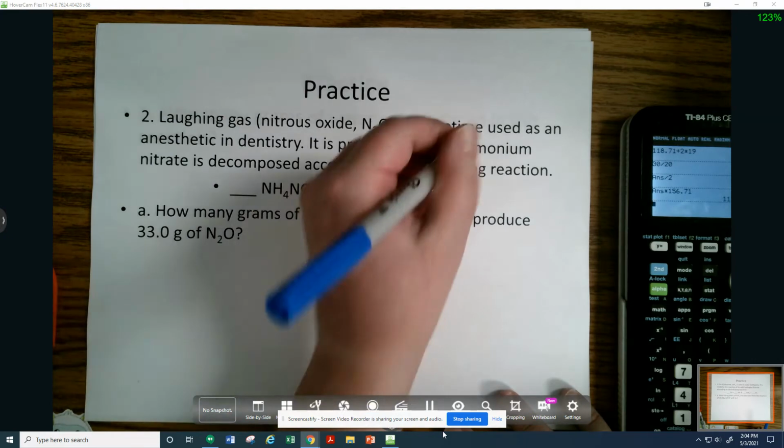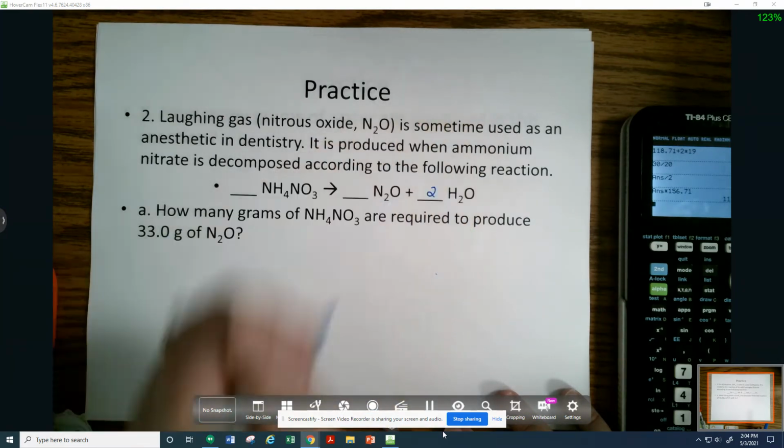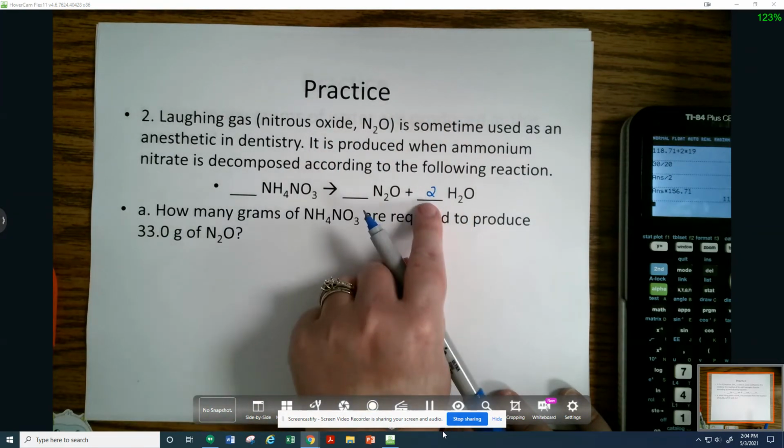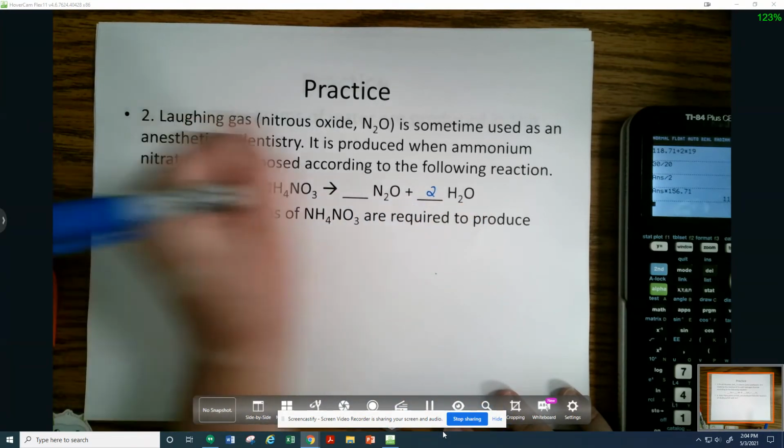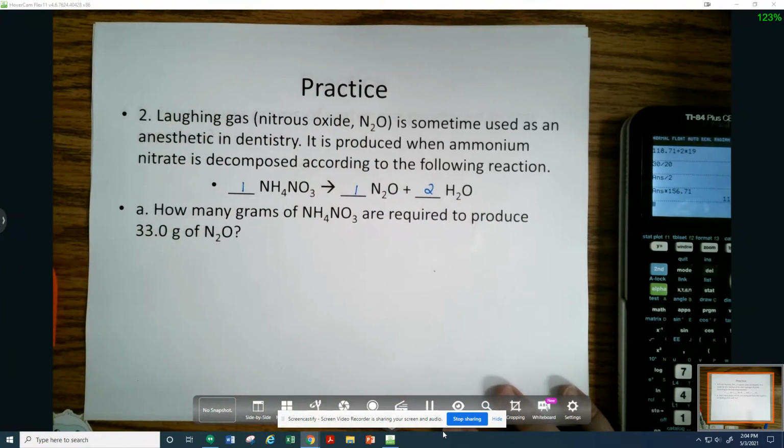So let's take care of the hydrogen. So 2 times 2 will give me 4. That gives me 2 times 1 for my oxygen plus the 1 here. So that balances it out. So it's a 1 to 1 to 2 ratio.